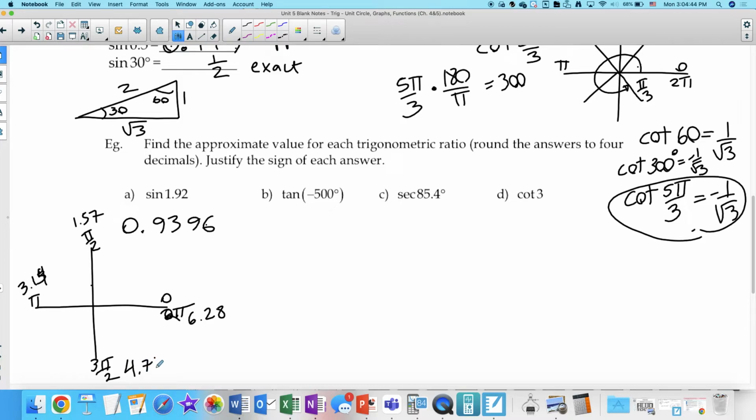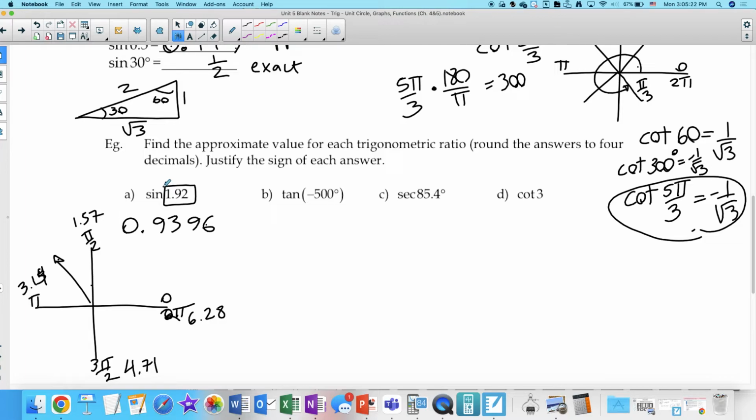Okay. Now, 1.92 radians is between 1.57 and 3.14. So this angle is in Q2. And in Q2, sine is positive. 0.9396 is the sine of that particular angle. Yeah. Okay.